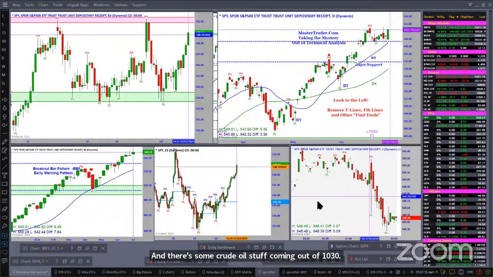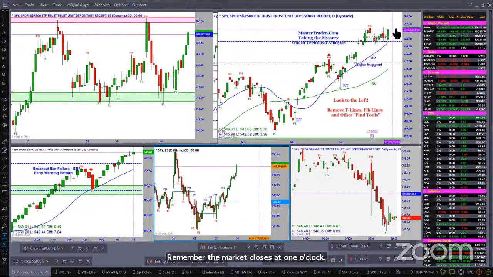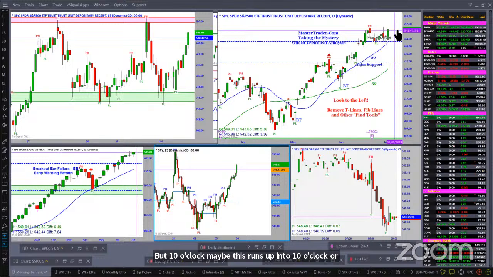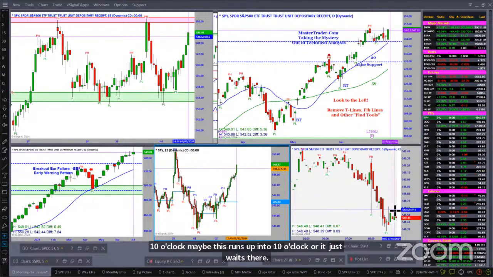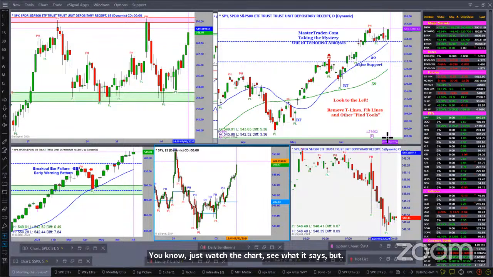Remember, the market closes at 1 o'clock. But at 10 o'clock, maybe this runs up into 10 o'clock or it just waits there. We don't know. We know there's numbers coming out at 10 o'clock. What it's going to do between now and then, just watch the chart, see what it says. But at 10 o'clock, odds are there's going to be some wiggles.